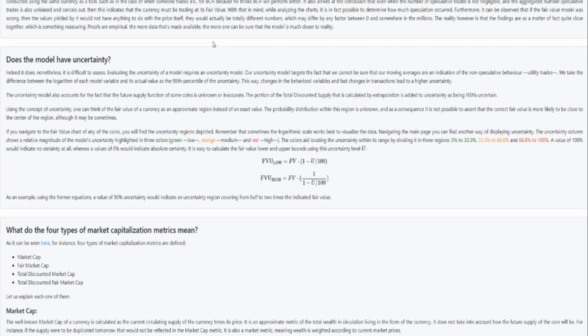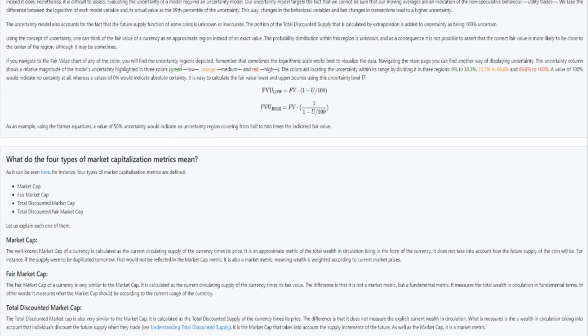Indeed, it does. So does the model have uncertainty? Indeed, it does. Nonetheless, it is difficult to assess. Evaluating the uncertainty of a model requires an uncertainty model. Our uncertainty model targets the fact that we cannot be sure that our moving averages are an indication of the non-speculative behavior, utility trades. We take the difference between the logarithm of each model variable and its actual value as the 99th percentile of the uncertainty. This way, changes in the behavioral variables and fast changes in transactions lead to a higher uncertainty.